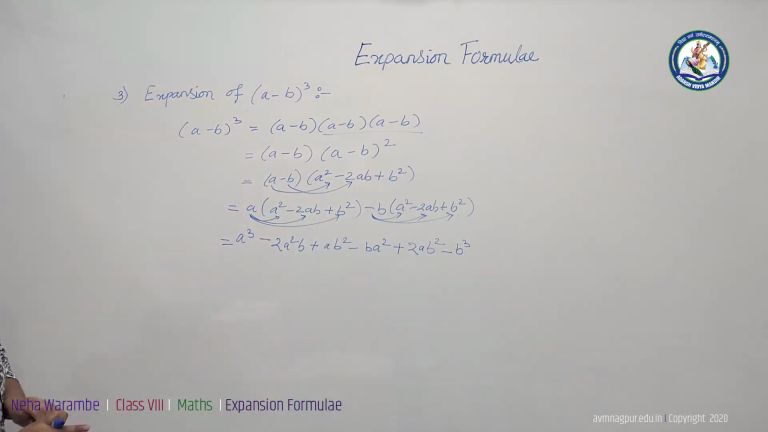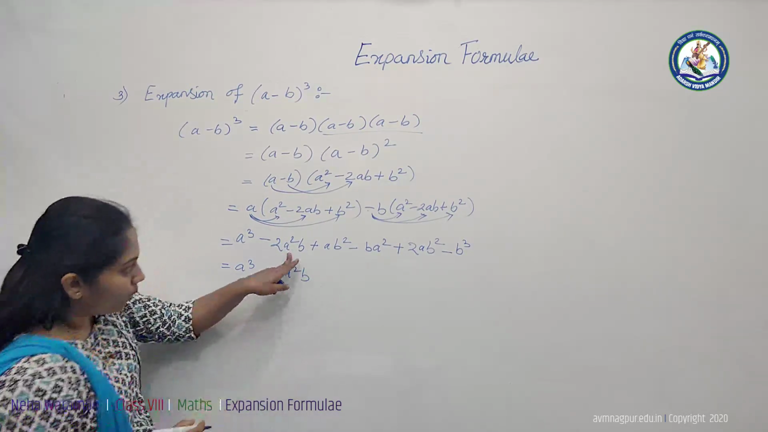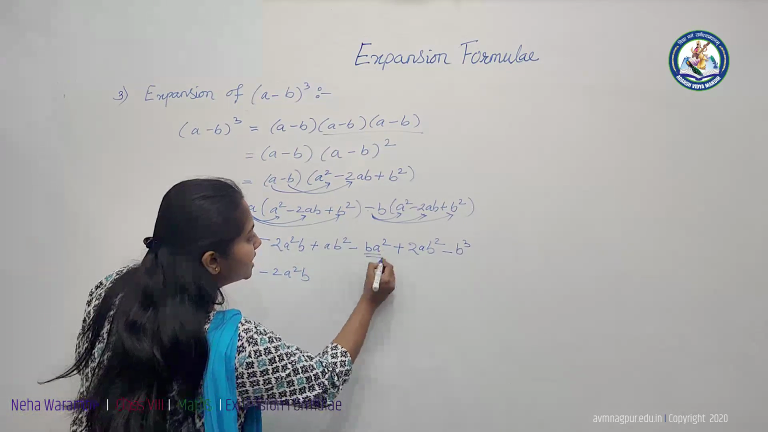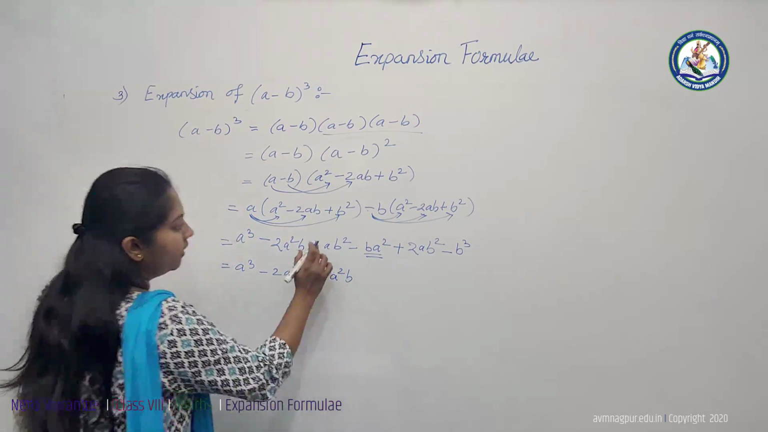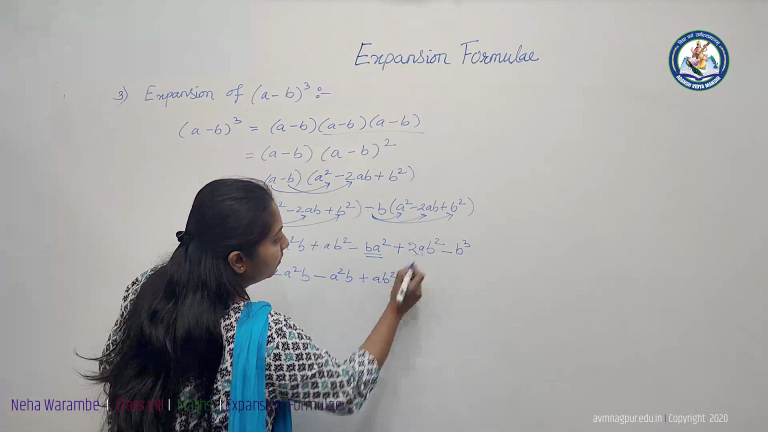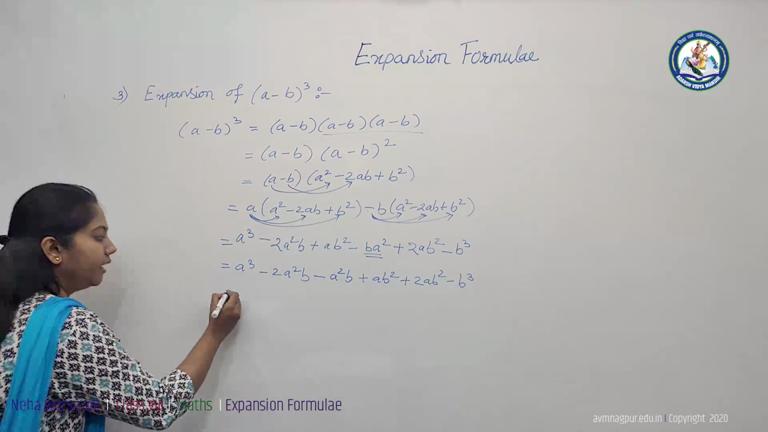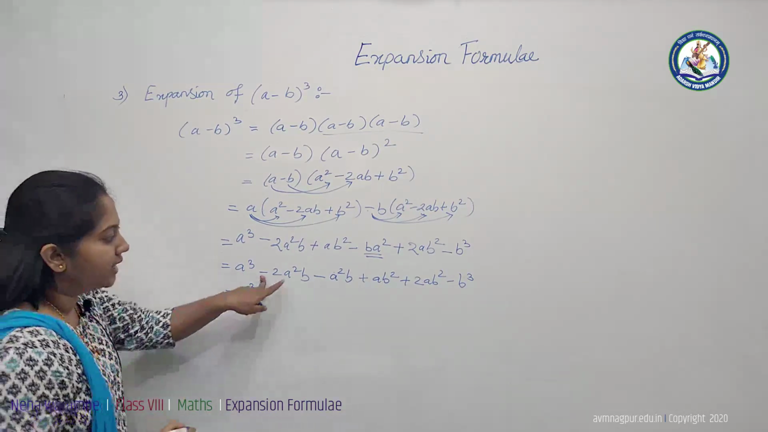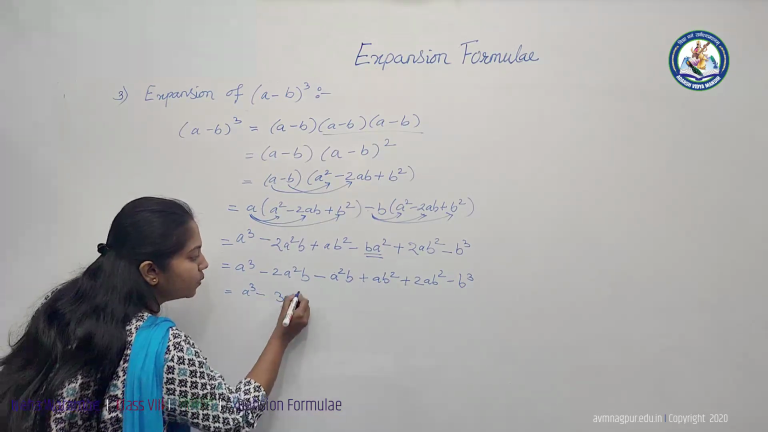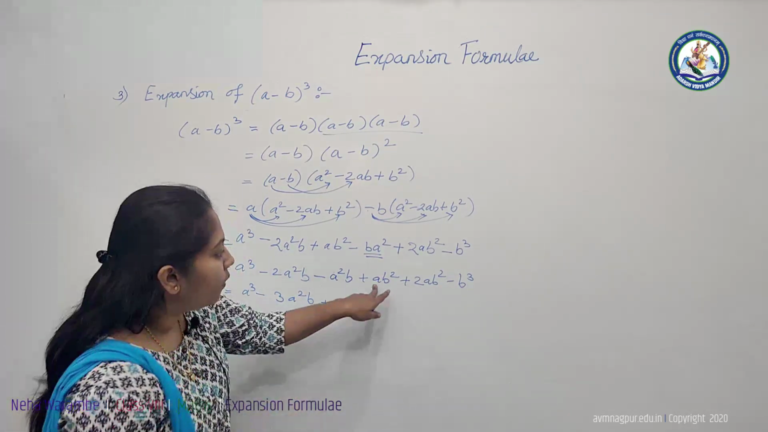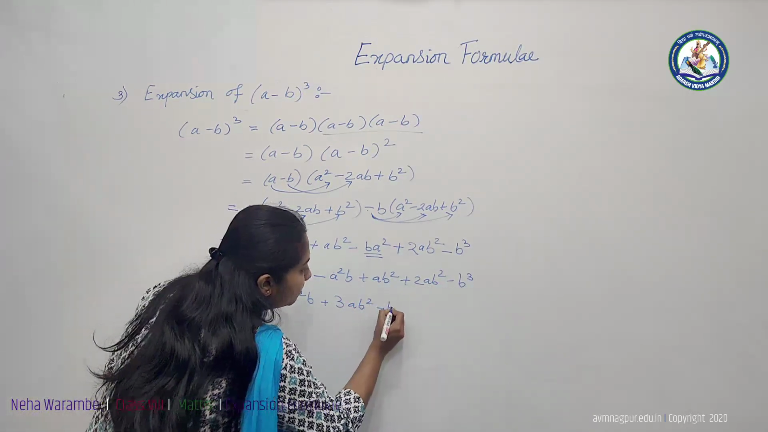Now collect the similar terms, that means a cube, write as it is. 2a square b, a square b means this term with their sign, that means minus a square b, plus ab square plus 2ab square, minus b cube. Now a cube as it is, minus 2a square b minus a square b, that means minus 3a square b, plus 1ab square plus 2ab square, 3ab square minus b cube.